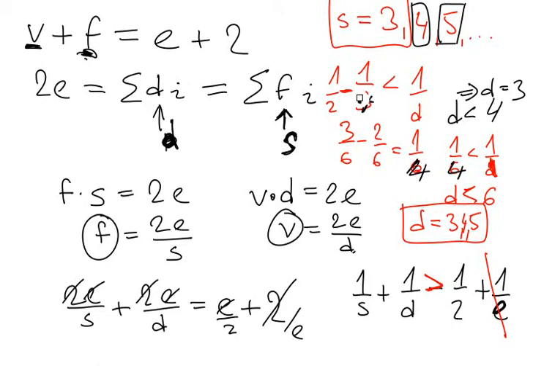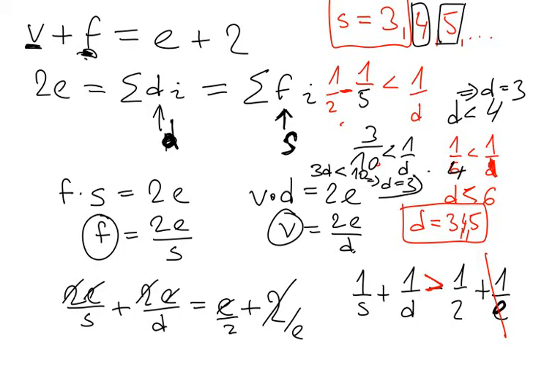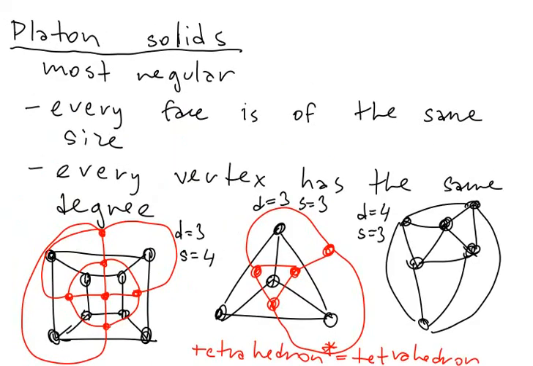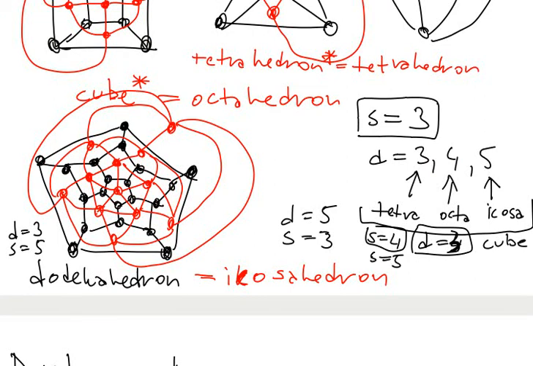So we have 1/2 minus 1/5, meaning 5/10 minus 2/10 is 3/10. So 3/10 is smaller than 1/d, meaning that 3 times d is smaller than 10, which says d is equal to 3. So this is the last one missing. If s is equal to 5, then d is equal to 3, and we have the dodecahedron. So all of them were identified by these simple calculations.